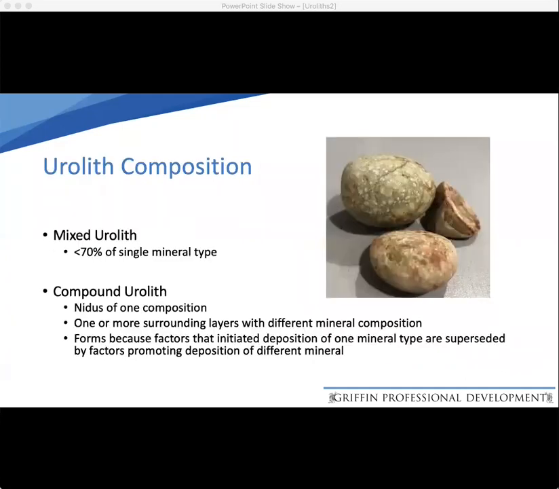As far as composition is concerned, it's possible it could be one type, but mixed uroliths or compound uroliths are something we see fairly frequently. A mixed urolith is made up of less than 70% of a single mineral type, whereas a compound urolith is a urolith that's formed with a nidus of one composition, and then one or more surrounding layers with different mineral composition. These compound uroliths form because factors that initiated the deposition of one mineral type are superseded by factors promoting a different mineral type in that particular patient.